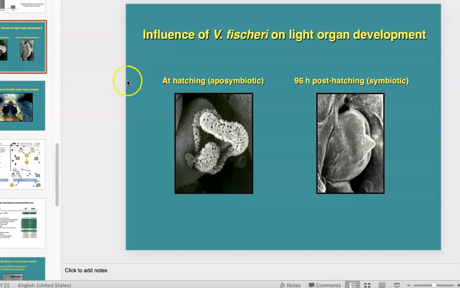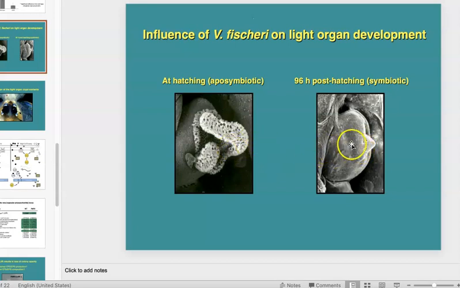development. At hatching, the light organ structure looks like this. That's aposymbiotic, meaning this squid was born in seawater that doesn't have Vibrio fischeri. And then my colleagues processed it for electron microscopy. However, after a couple days, once the seawater gets dosed with the Vibrio fischeri cells, the light organ looks like this. All this structure here is gone, and now it's just like a smooth bowling ball, and there are the little pores right there.